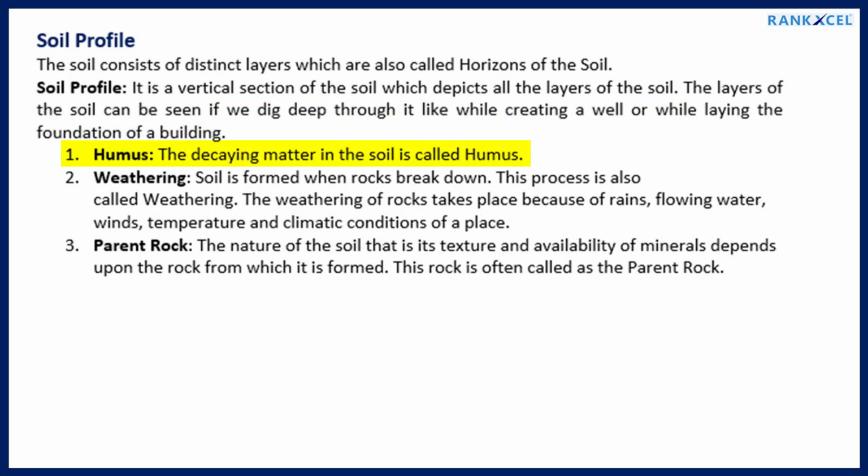1. Humus. The decaying matter in the soil is called humus. 2. Weathering. Soil is formed when rocks break down. This process is also called weathering. The weathering of rocks takes place because of rains, flowing water, winds, temperature and climatic conditions of a place.